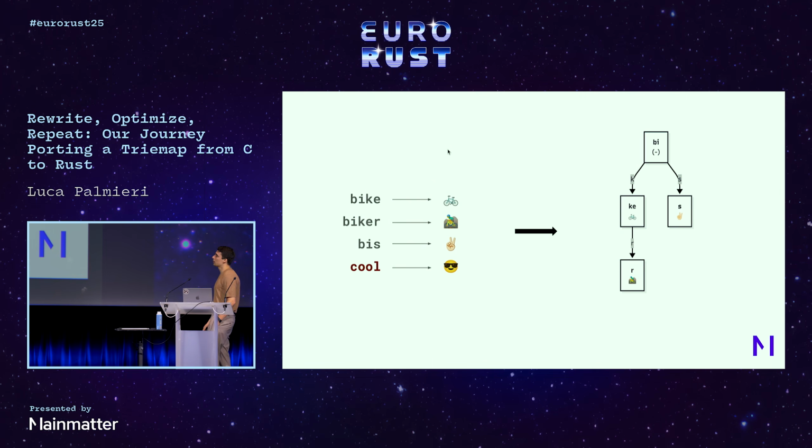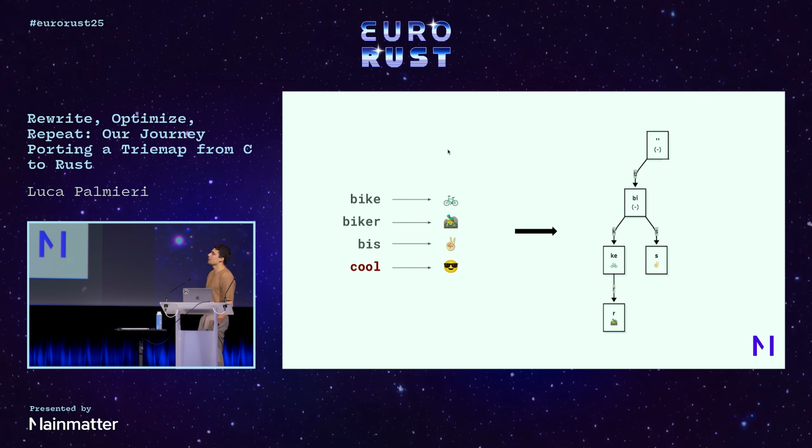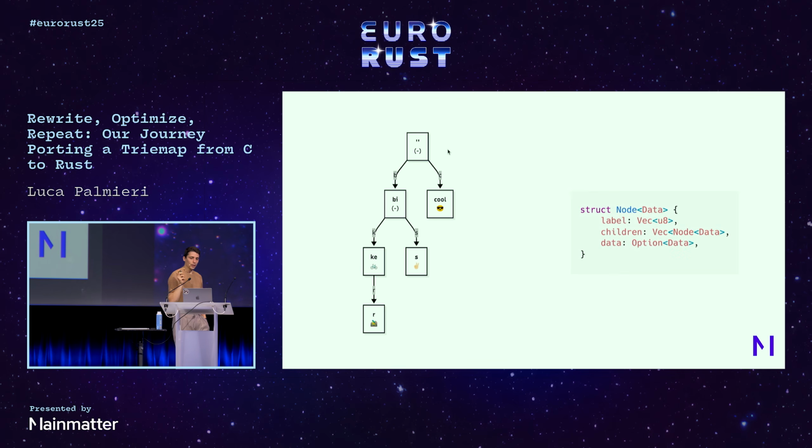Last but not least, we're going to add cool. Cool doesn't share any prefix with any of the keys currently in the map. So same trick as before, but this time we do it with an empty root. We make BI a child of an empty root, and then we add cool as another child. That's how you build a TrieMap. And you can kind of get an intuition as to why it does that prefix compression that I mentioned before, and why it's good for prefix searches.